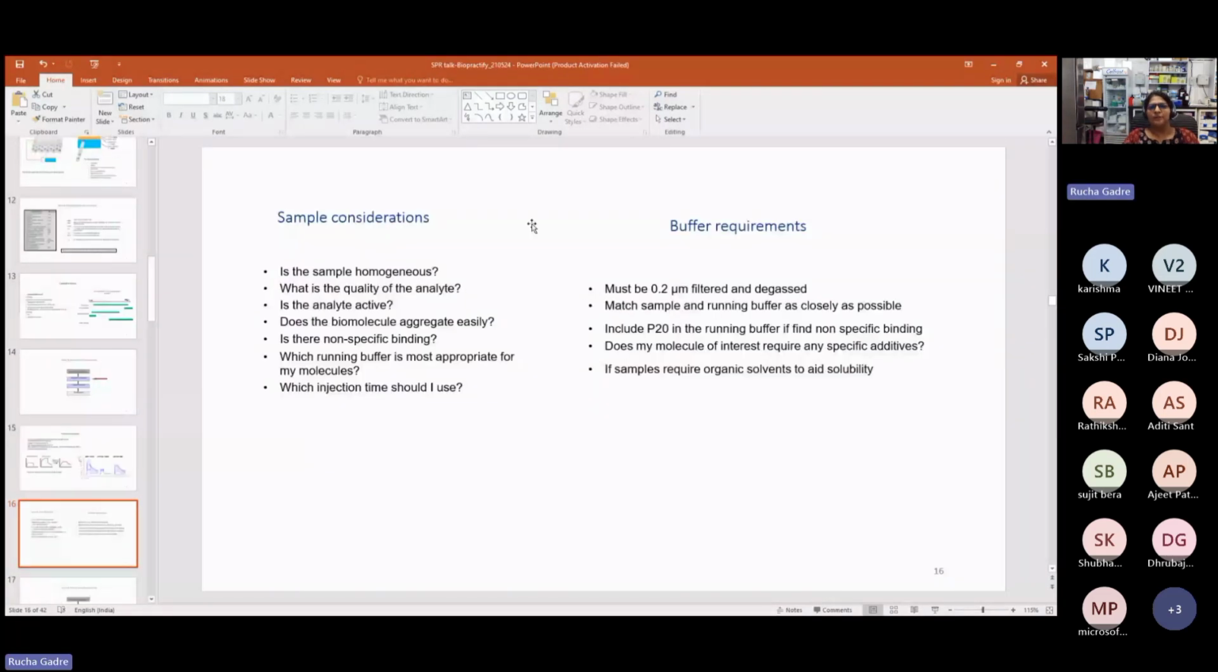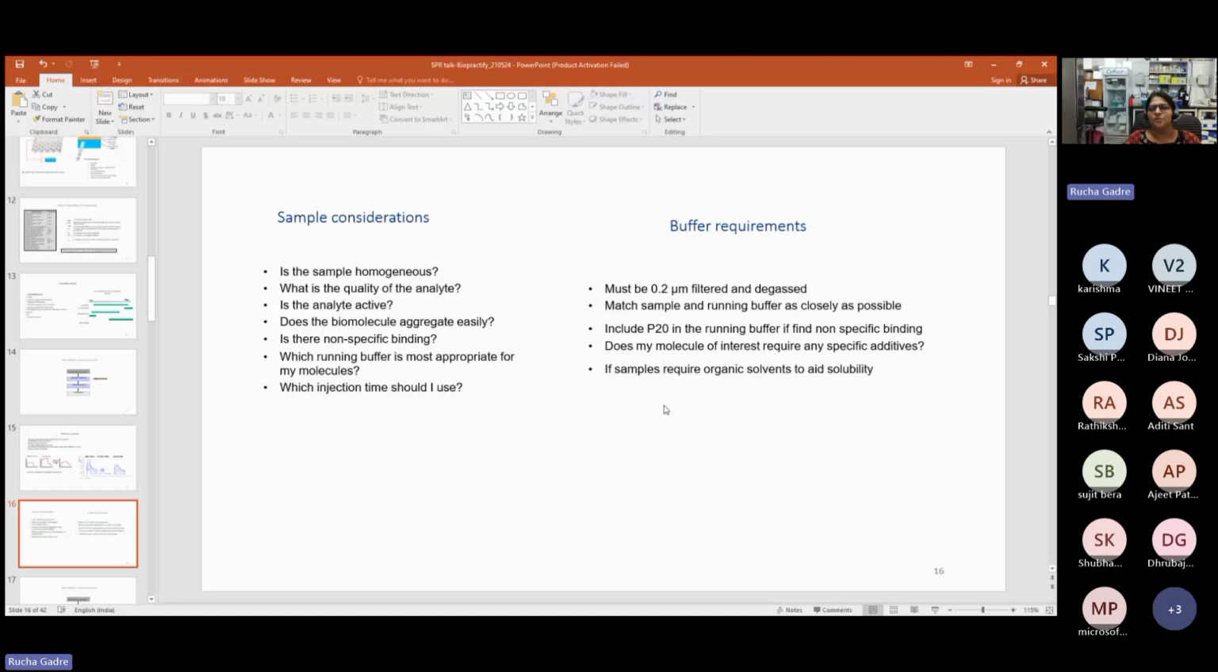So what are the sample considerations? The sample should be homogeneous, of good quality, and active, and it should not aggregate. We have to take care of non-specific binding, and we need to optimize the injection time and so on. The buffer should be compatible with the interacting partner. It should be filtered, and if it is giving non-specific binding, then P20, a surfactant, can be added.